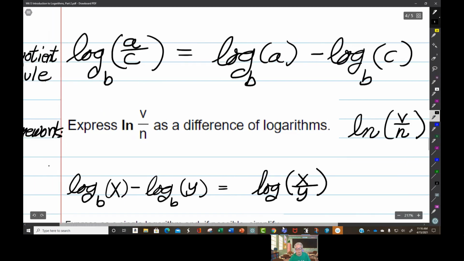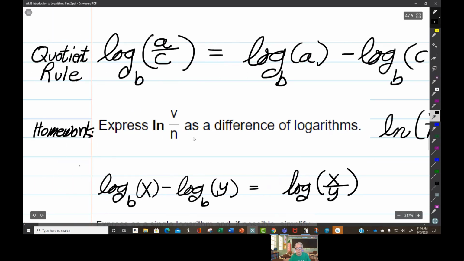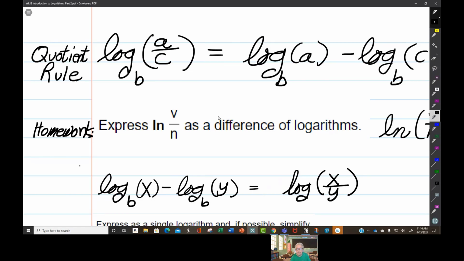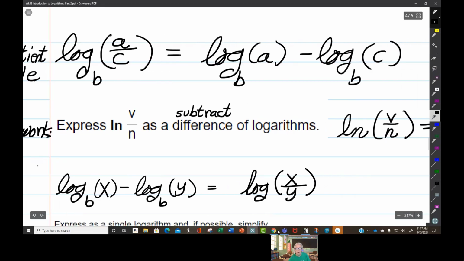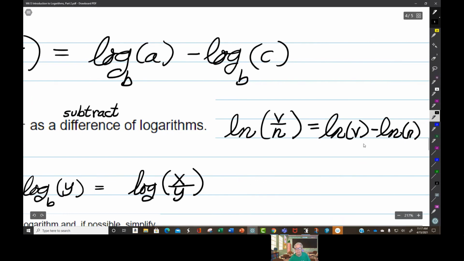Now here's a homework problem for you. Express the ln of v over n as a difference of logarithms. Difference in mathematics means subtract. The ln of v over n is going to be the ln of v minus the ln of n. Piece of cake.